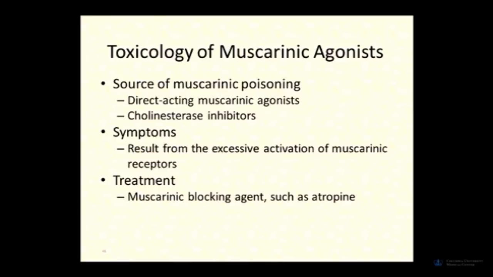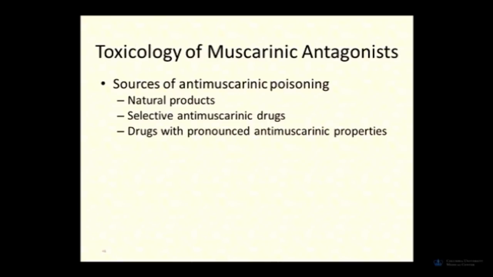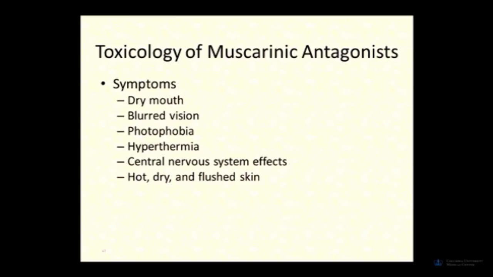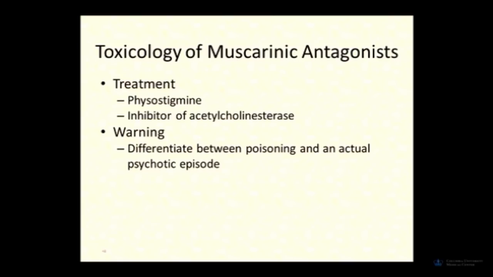We mentioned the muscarinic agonists and the toxicology. The toxicology of anti-muscarinic drugs causes opposite effects of muscarinic poisoning, right? So dry mouth, blurred vision, photophobia, hyperthermia, central nervous system effects, hot, dry, and flushed skin. Treatments are drugs that compete for the muscarinic receptors, so an agonist of muscarinic receptors. Also, the use of inhibitors of acetylcholine esterase in order to oppose the effects of those antagonists.